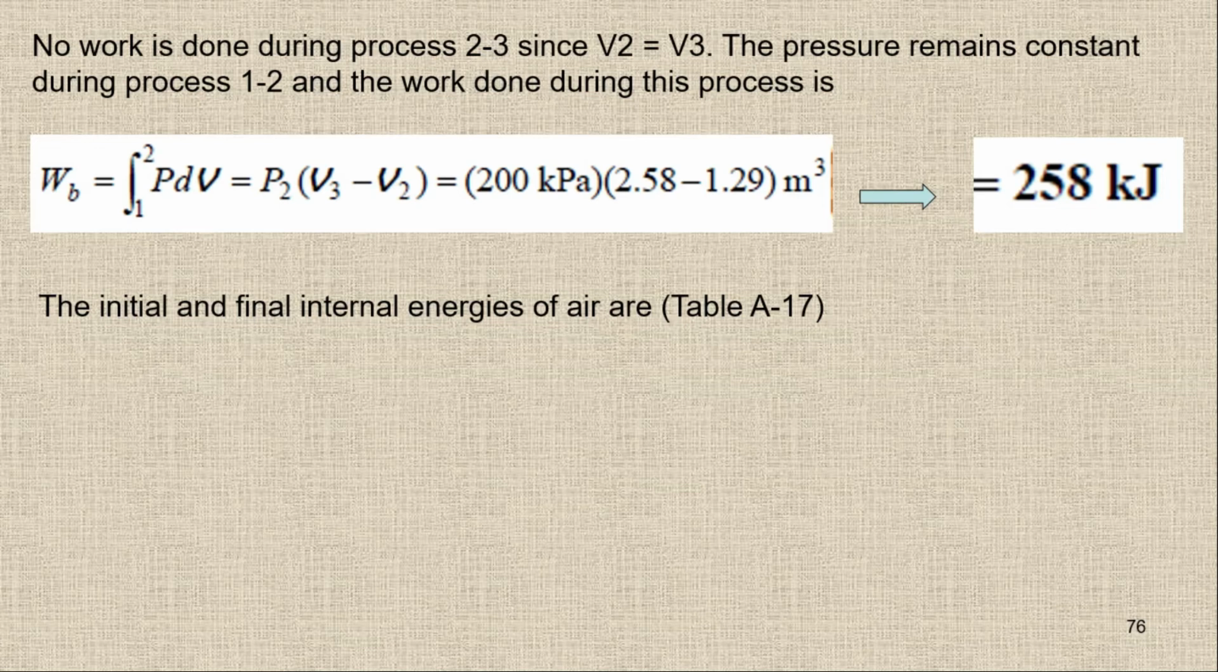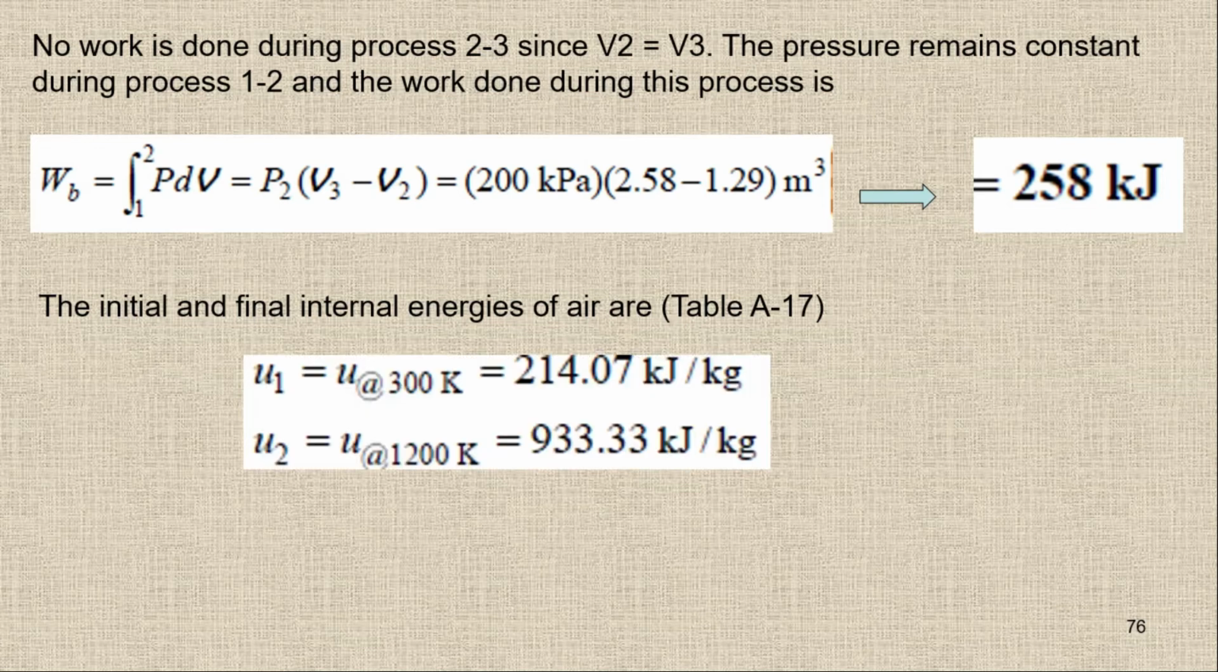So from table A17 we can check the value of U1 and U2. U1 is at 300 Kelvin, so it's simply 214.07, and the value at point number 3 is 933.33 kilojoule per kilogram. So we have U1 at 300 Kelvin, and then we have U3 at temperature T3, which is 1200 Kelvin, so you will get 933.33.